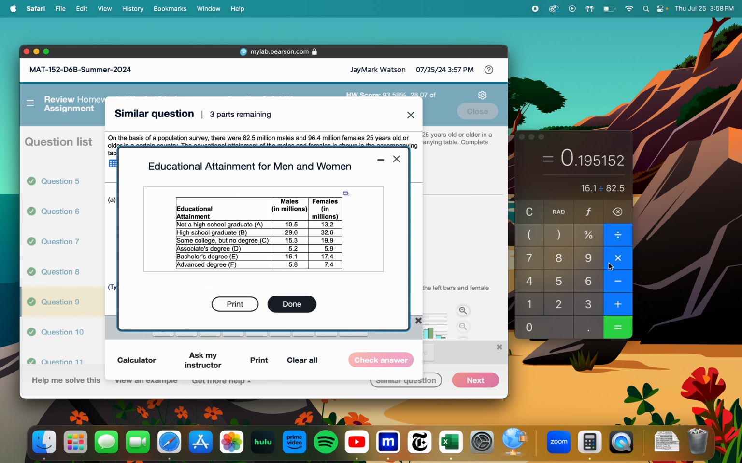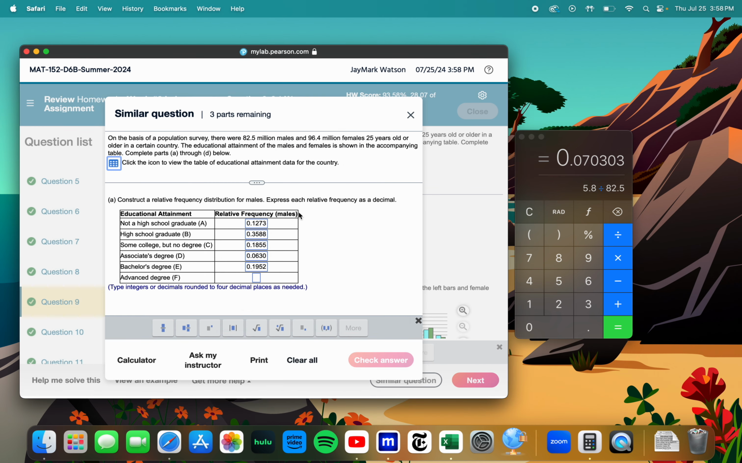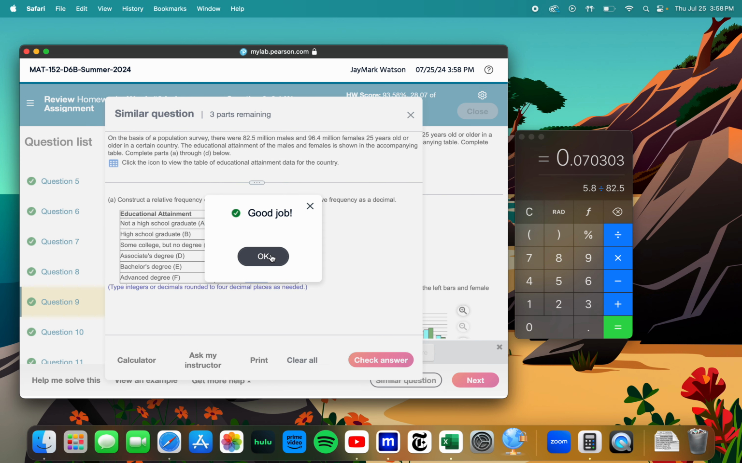The final one, advanced degree, and that's 5.8. I keep forgetting. I always get here and I just go numb. 5.8 is 0.0703. Oh no, yeah, it's 4. I'm used to it being 3. 0.0703, and you'll not round up because that is not high enough to do that. So hopefully this is right, and it is.